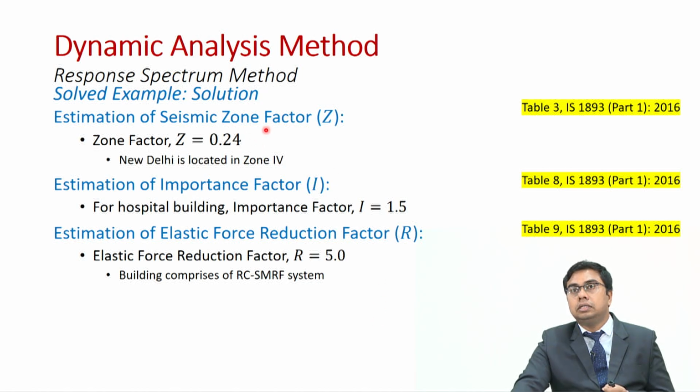The seismic zone factor is equal to 0.24 because our site is located at New Delhi, which is in seismic zone 4. The importance factor is 1.5 given that it is a hospital building which needs to be operational in the aftermath of an earthquake as well. The response reduction factor shall have a value of 5 because the building comprises a reinforced concrete SMRF system. The references related to different tables of IS 1893 part 1 2016 are listed over here.